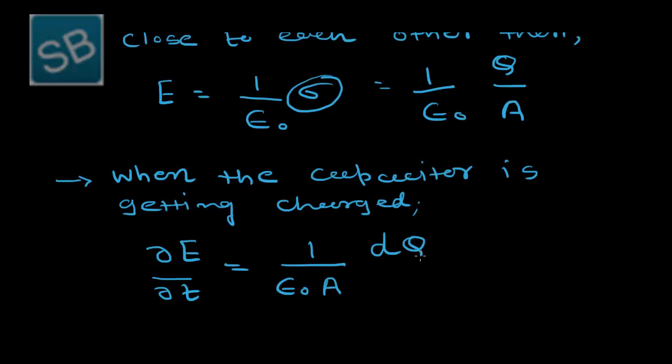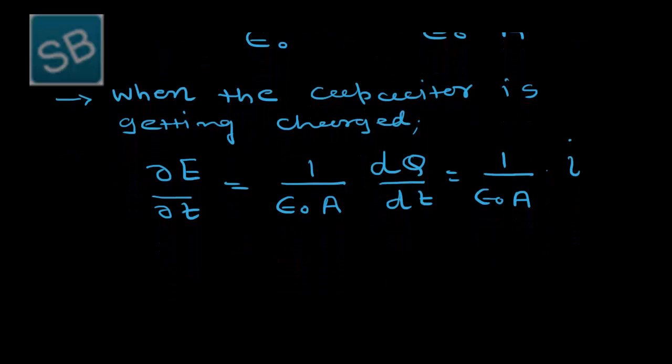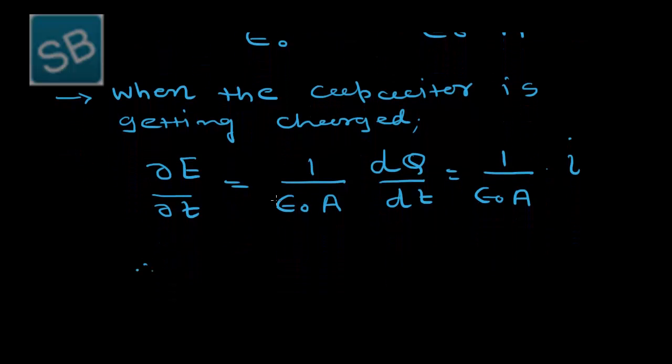But it is for only one particular term, so I am writing over here dq by dt. And this dq by dt, the rate of change of charge, is current. So it is 1 over epsilon 0 A into I. Therefore, I am making a change in this equation, taking epsilon 0 to the left hand side. Therefore, epsilon 0 del E over del t is equal to 1 over A into I. And that is the current density.